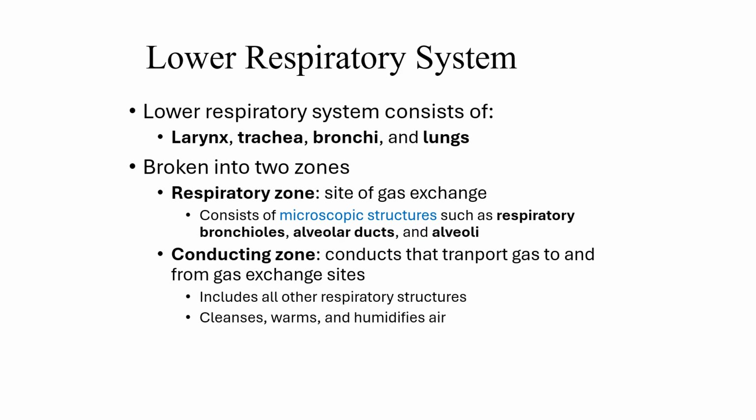We are done with upper respiratory. Now let's start lower. Lower respiratory system consists of larynx, trachea, bronchi, and lungs. It is broken into two zones: respiratory zone, which is the site of gas exchange, and it consists of microscopic structures such as respiratory bronchioles, alveolar ducts, and alveoli. And then we have the conducting zone. Conducting zone conducts the gases to the site of the gas exchange, and conducting zone is from the nose till these respiratory bronchioles, and it also cleanses, warms, and humidifies air.